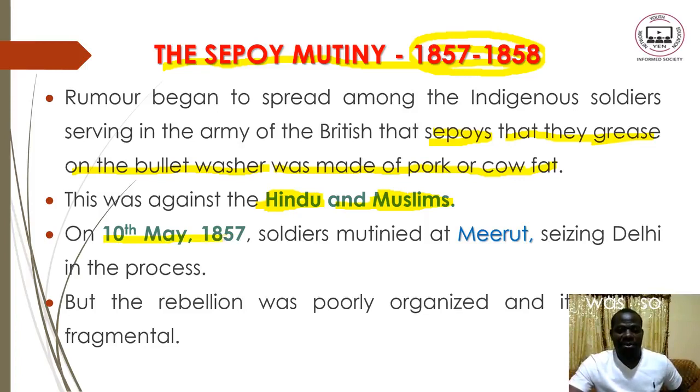So on 10th May 1857, the soldiers mutinied. They just stopped obeying the orders. They stopped obeying at a place called Meerut, and they seized Delhi. They captured Delhi. Delhi is, you know, the capital city of India. But this rebellion was poorly organized and it was very fragmented. They were not well organized, and each was acting on its own. As a result, it was not very successful.